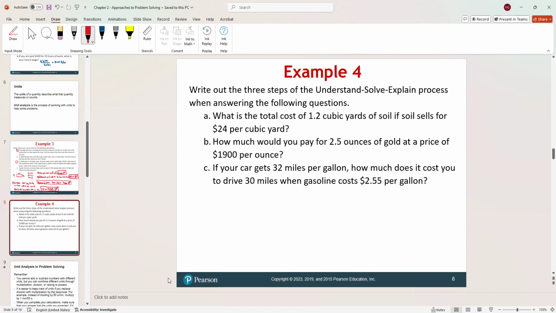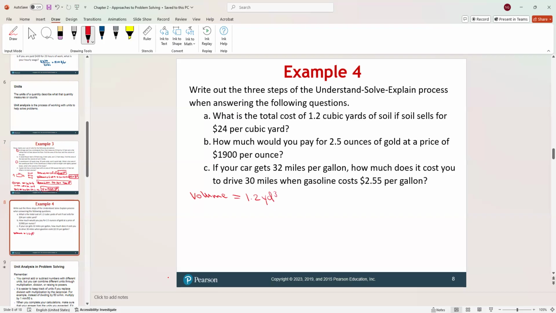So for this one, what we're going to do is answer the questions. What is the total cost of 1.2 cubic yards? What is cubic yards then? Is it area? Is it perimeter? Yes, it's volume because we said cubic, right? The volume would be 1.2 cubic yards. Okay, remember that. Now we're dealing with cubic yards, so it's important to remember what it is.